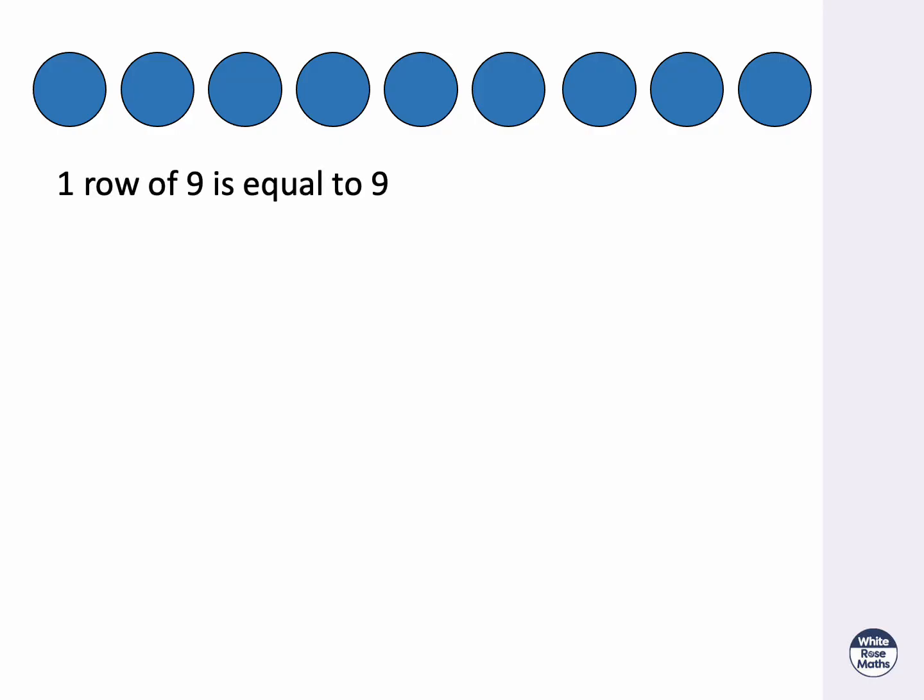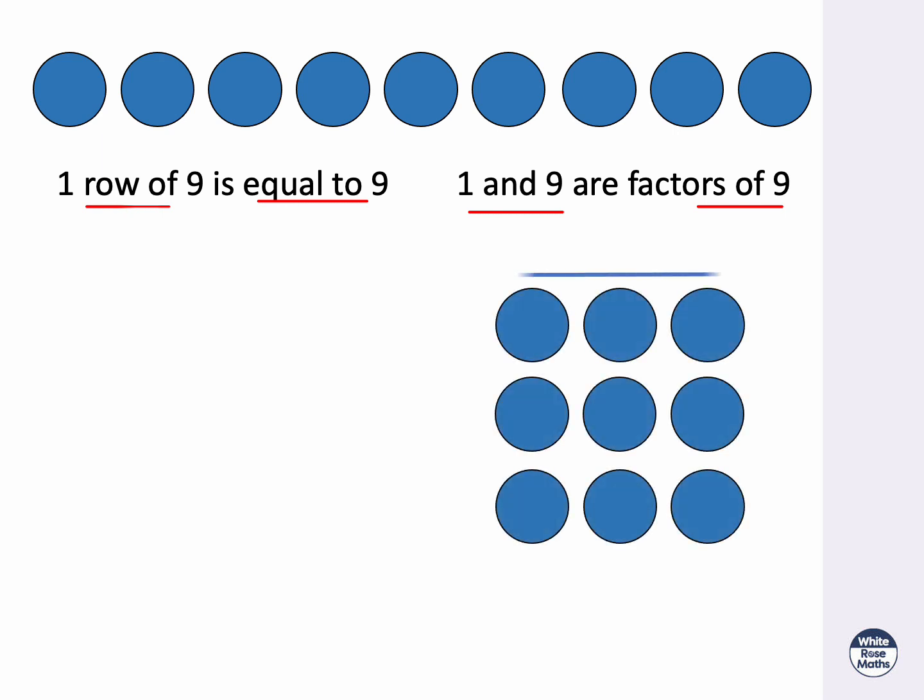So we're looking at square numbers today. 1 row of 9 is equal to 9. 1 and 9 are factors of 9. This is quite important, guys. If you look here, that's equal to 3, and that equals 3.